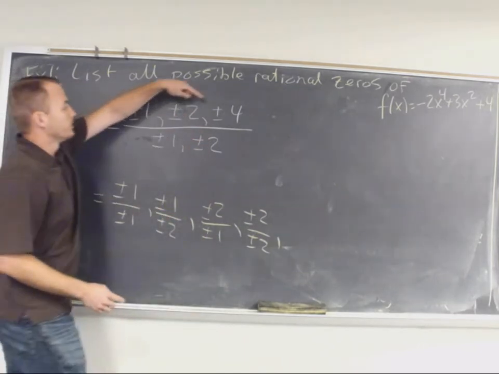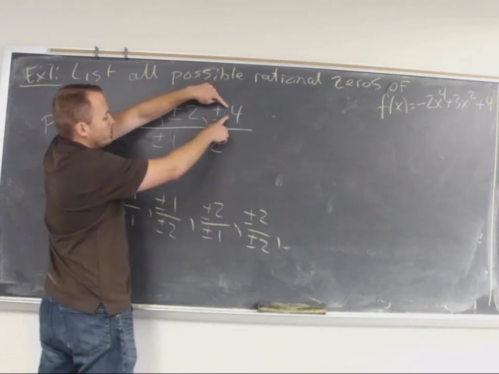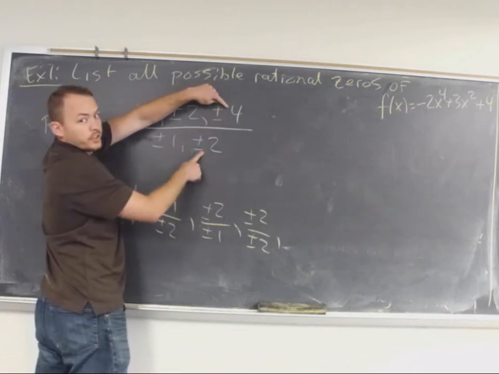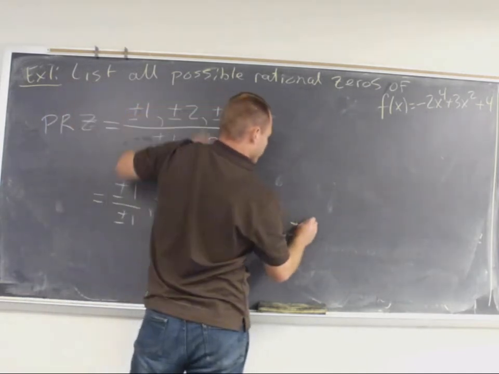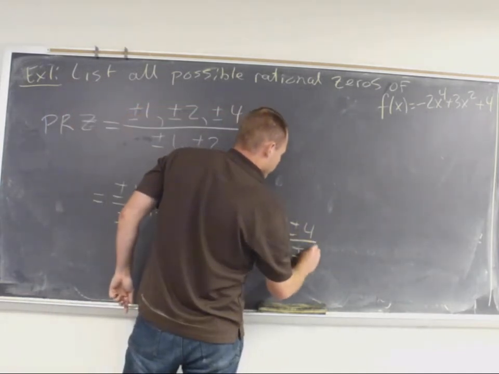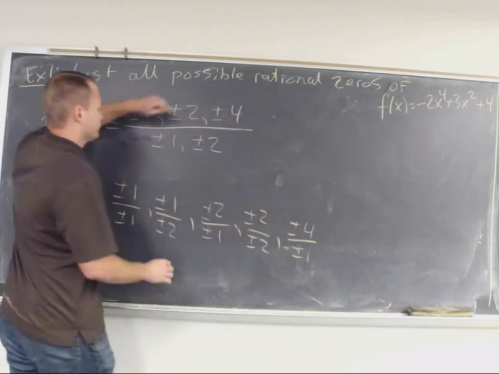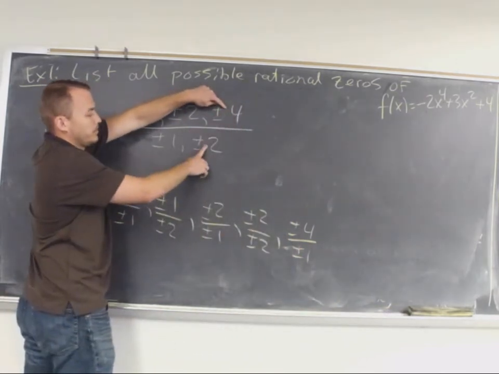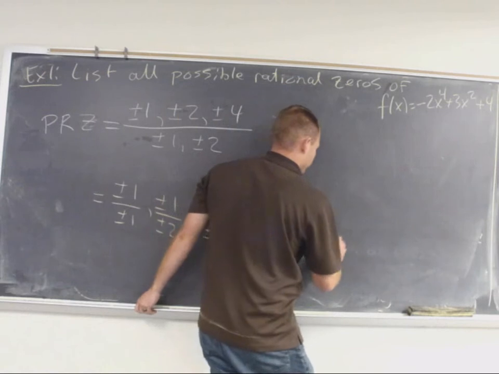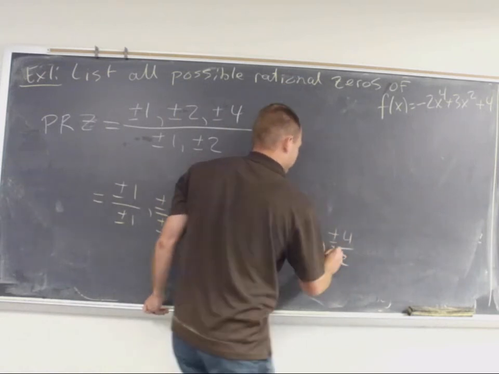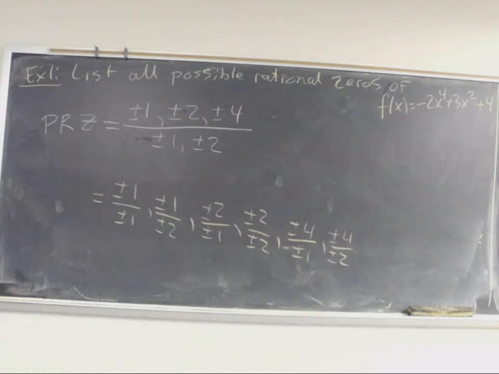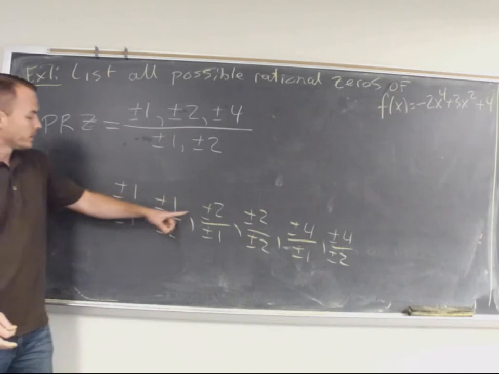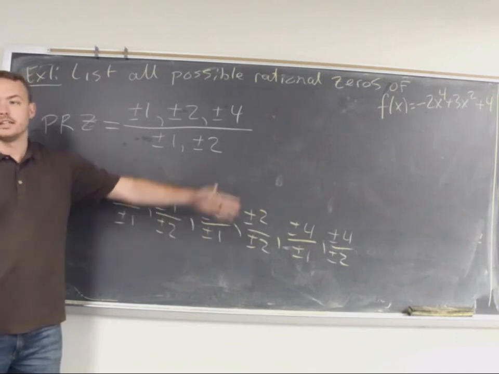And then we move on to the next term on top, 4. 4 needs to be divided by 1 and 2. So 4 divided by 1, so plus or minus 4 divided by plus or minus 1. And then plus or minus 4 divided by plus or minus 2. All right, now we can go ahead and simplify. So 1 divided by 1 is 1, 2 divided by 1 is 2, and so on.